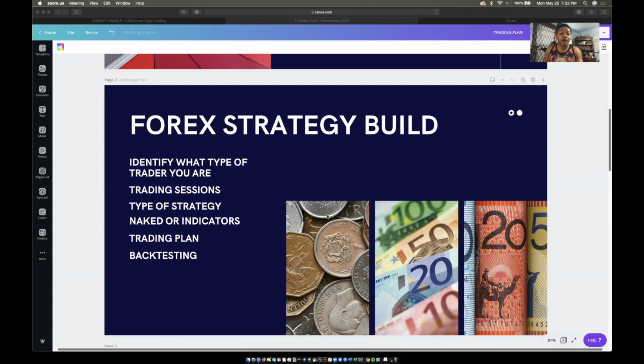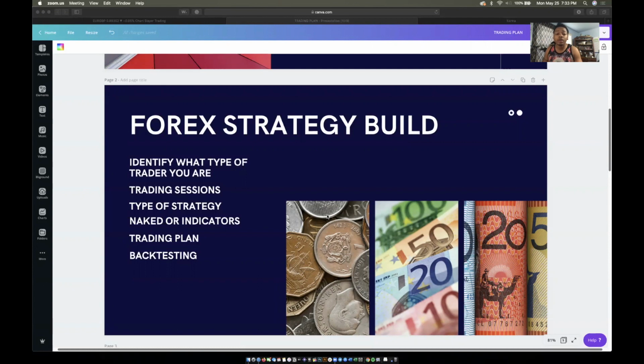One, you need to identify what type of trader you are. You need to know what trading sessions you're going to have. You need to know what type of strategy you're going to use, if you want to be a naked trader, or if you want to use indicators, or maybe both, right? Then we're going to break down the trading plan, and then we're going to break down backtesting, right? Each one of these builds is going to be a separate video.